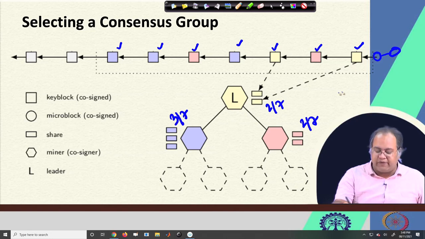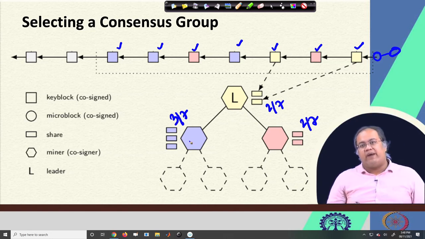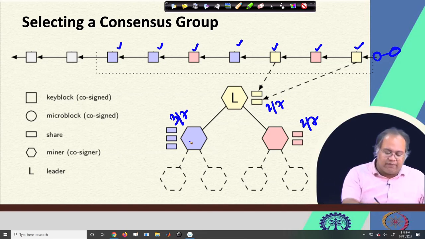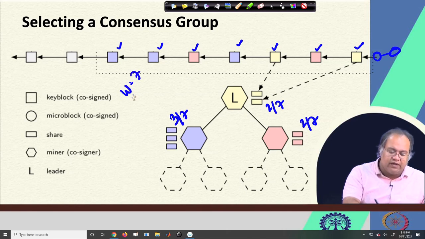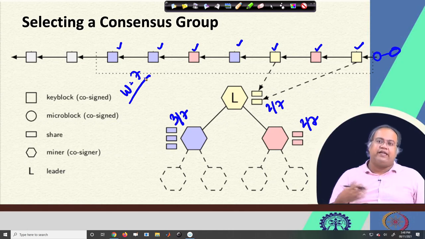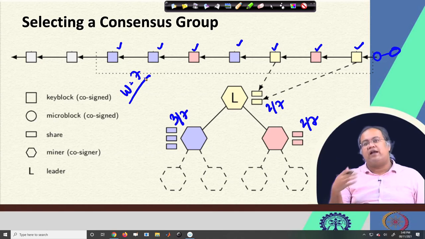So, these microblocks will be validated by this set of miners who will form that consensus group. Now, here you see that as I make progress, if I just think about my window size equal to 7, that means this window is continuously moving, and that way the tree structure is getting changed, the participants in the PBFT consensus group are getting changed.